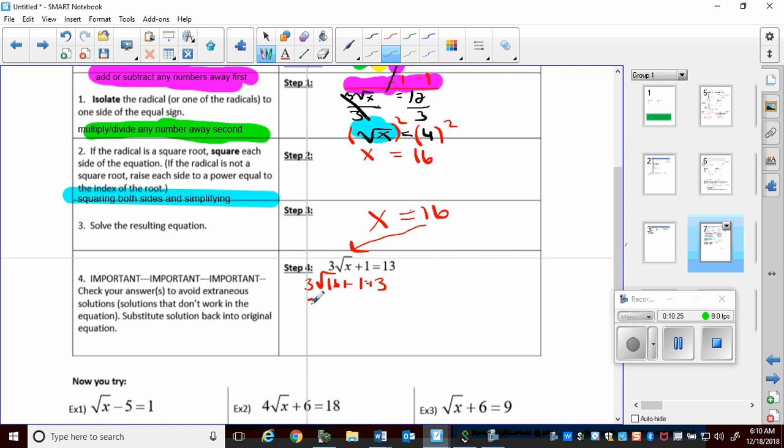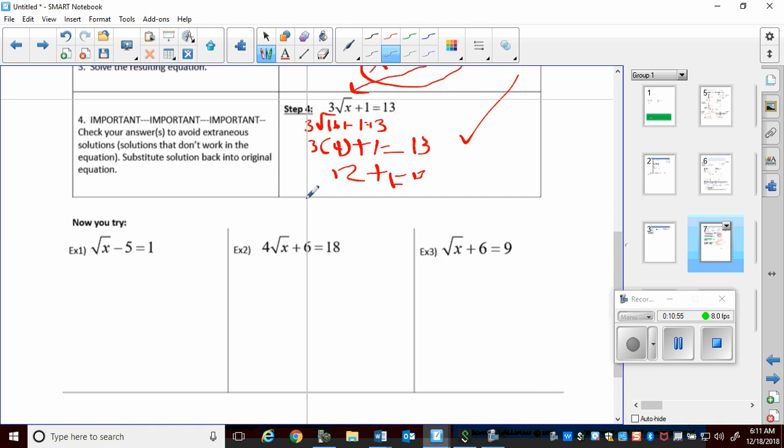What I end up with is 3 times 4 plus 1 equals 13. And I get 12 plus 1 equals 13. And so it checks out. So I put a check there. And my answer is X equals 16. Okay, so that's us checking the work.